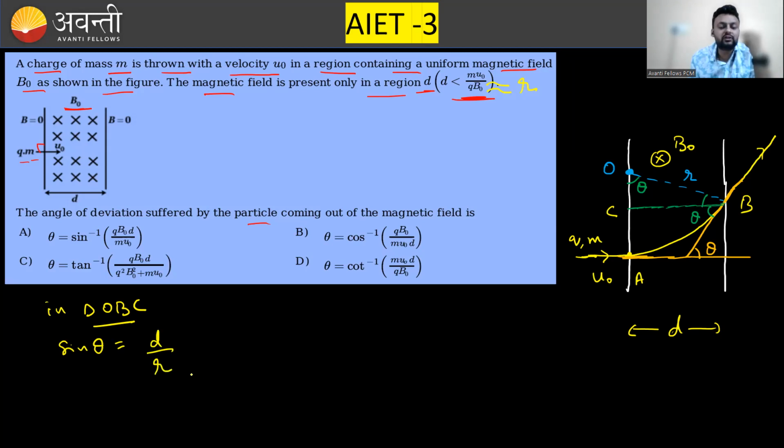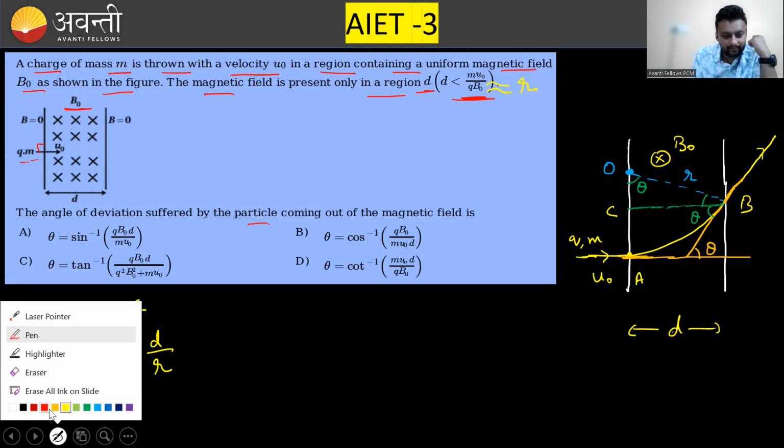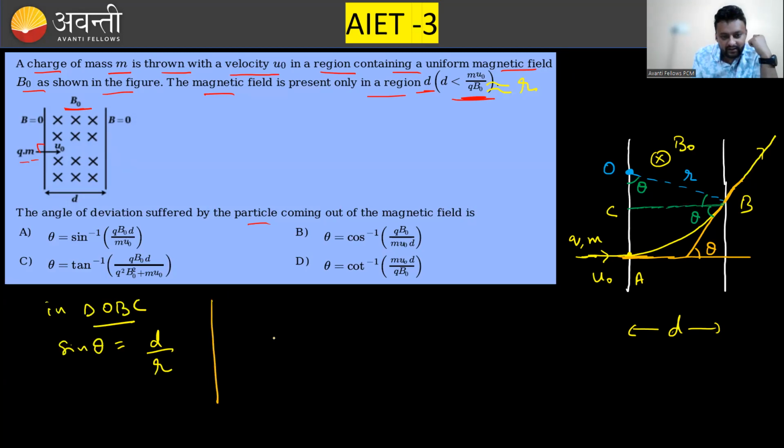And what is the radius of the circular path? Everybody knows. Tell me, what will be the radius of the circular path? Someone will answer and everyone should answer. What will be the radius of the circular path? Yes, correct. So if I write it here, sine theta is equal to D over R, which is D over mv by qB. Everybody remembers the radius of the circular path is mv by qB.